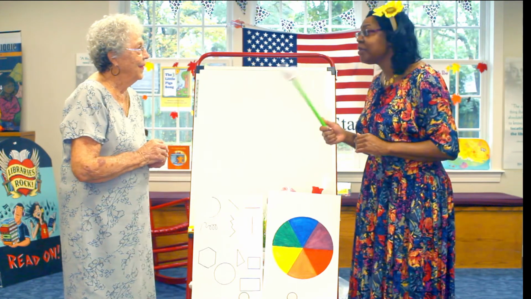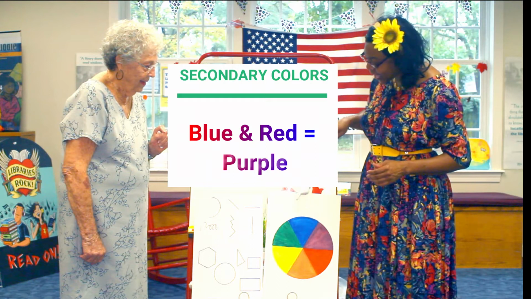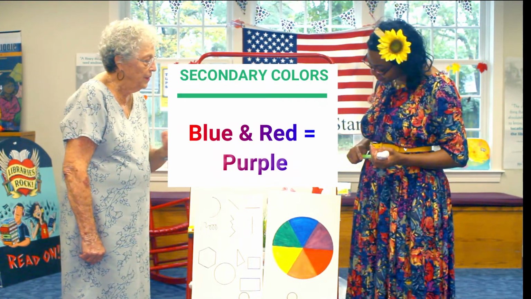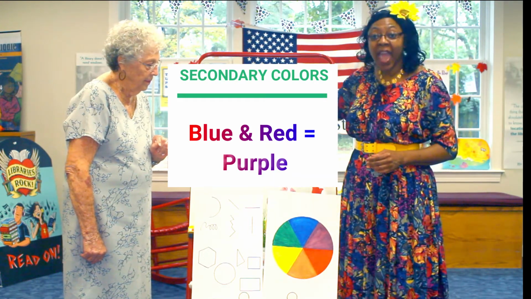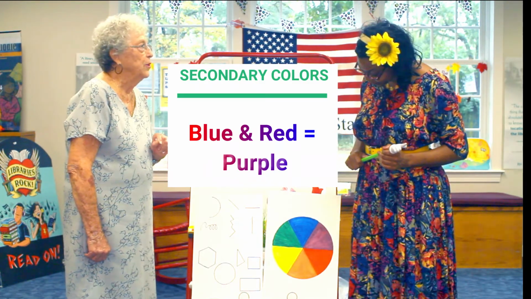I know. I remember what you said. You have to mix the primary colors to get the secondary colors. That's right. So what primary colors do you mix to get purple? Okay, so you mix blue and red to make purple.